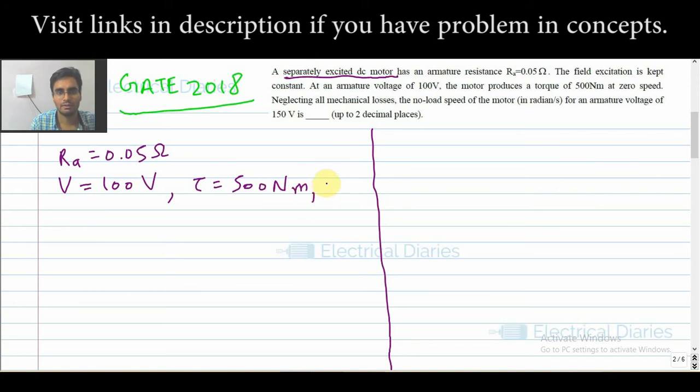This is important. It is given that when it is supplied by a 100 volt supply, the torque is 500 Newton meter and speed N is 0. Neglecting all the mechanical losses, we need the no load speed of the motor in radian per second for an armature voltage of 150 volts. Now he is asking that when you apply V equal to 150 volts, what is the speed? It is the no load speed, and this we have to find out.